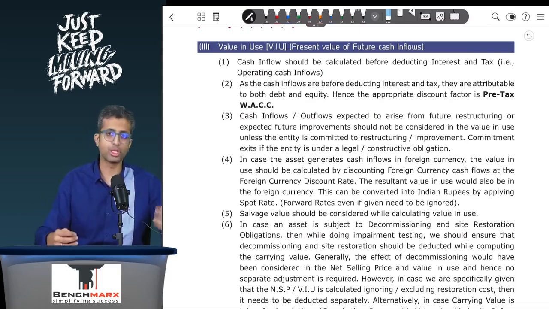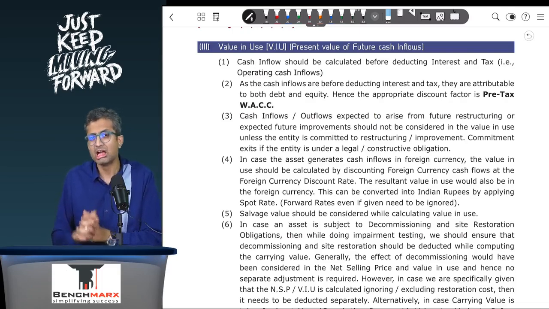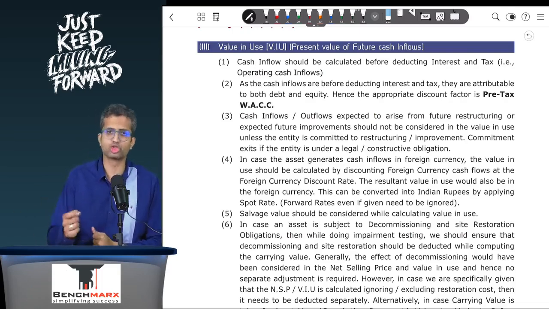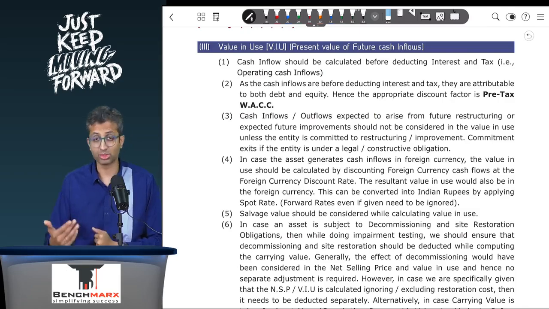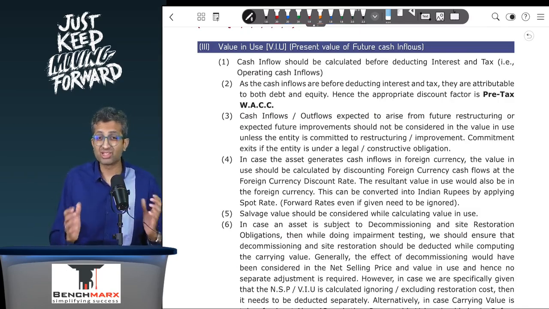that is what a buyer is willing to pay, or the value in use will be after your present value of site restoration, and hence the carrying value that you use for comparison should also be after the present value of site restoration. Further, if you are planning to implement new technology or do some restructuring or reorganizations, these can result in better cash flows, but you will not consider them till the time you are committed to the restructuring or reorganization.